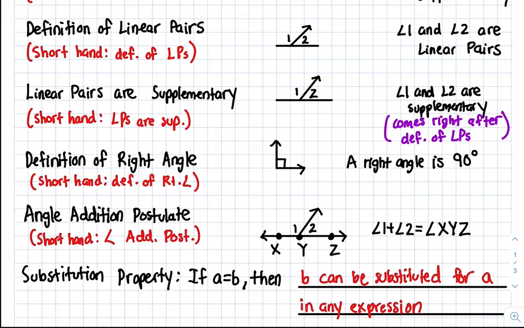And lastly, we have the substitution property. The substitution property is, if A is equal to B, then you can substitute B for A in any expression. So it's literally substituting. If A is equal to B, you can substitute B in for A anywhere, or you can substitute A for B anywhere.